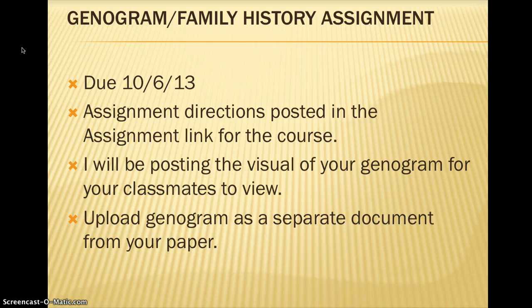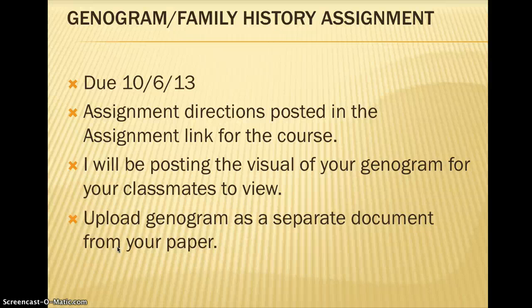And then your genogram and family assessment assignment is due on October 6th. The assignment directions are posted in the assignment link, and then I'm hoping to post the visual of them for your classmates to review. You'll upload two documents. One will be your genogram and one will be your reflection. And the reflection is an important piece of that. I have a rubric posted in the course.